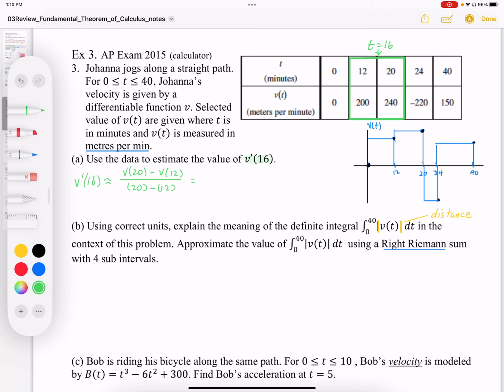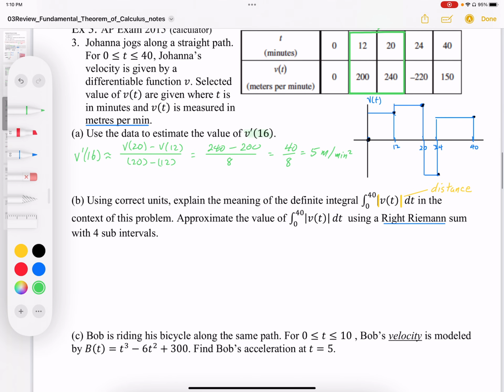And so this works out to be 240, that's in meters per minute, minus 200 over 8. And so that's going to be 40 divided by 8. The units of this are going to be meters per minute, per minute. So it's going to be 5 meters per minute squared. So this would represent the acceleration in that time period.